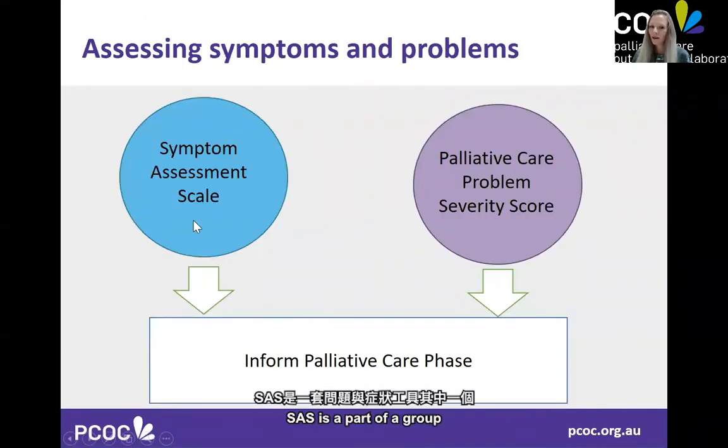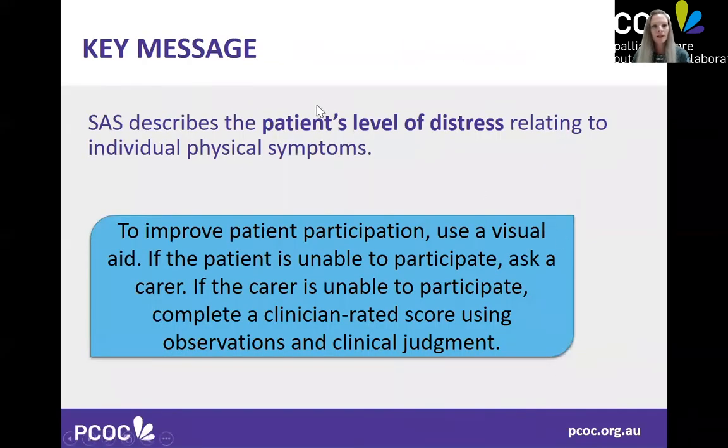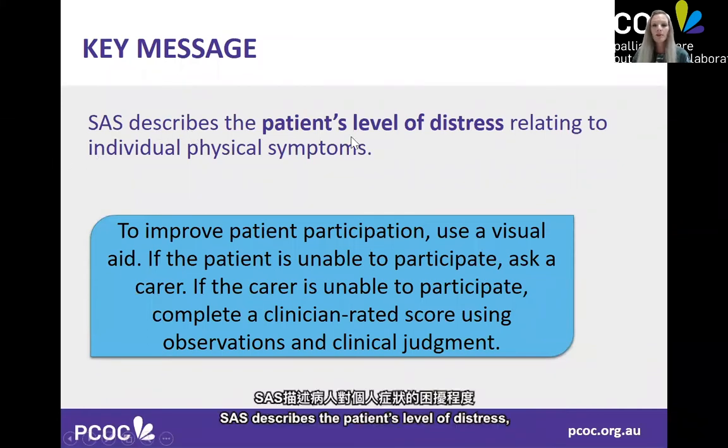SAS is part of a group of problem and symptom tools. The other one is the palliative care problem severity score. They work together to inform the palliative care phase and to develop a care plan for your patients. Key message: SAS describes the patient's level of distress. It's not severity, and it's relating to individual physical symptoms.